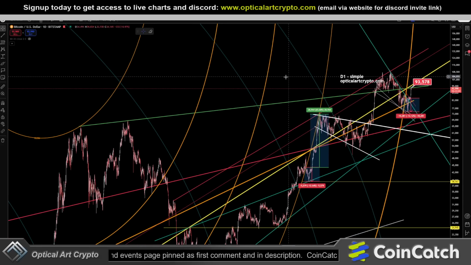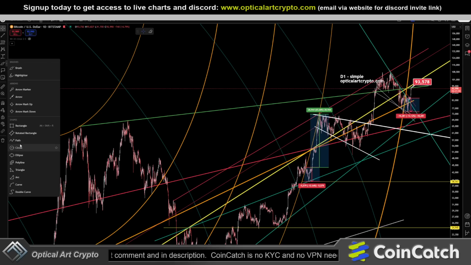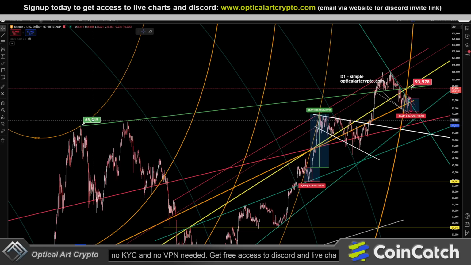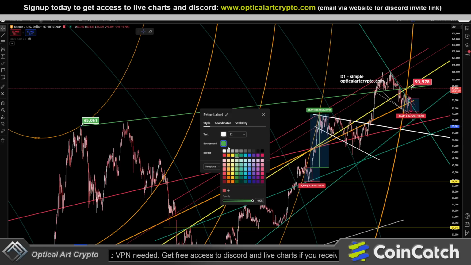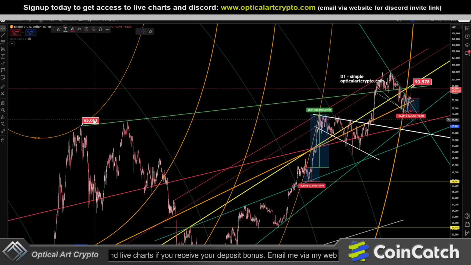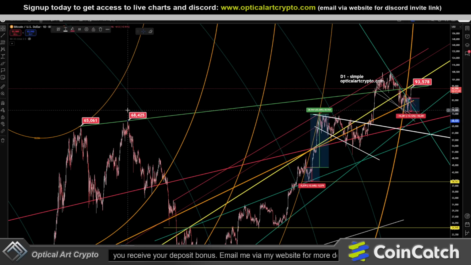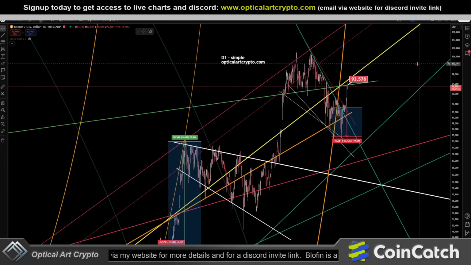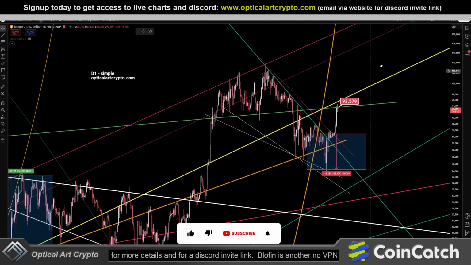This is log scale. Let's see here, I'll get a price label. Price label right here. You can see it was resistance at 65,000, back in April 2021. It was resistance again in November 2021 at 68,425. And then you can see it ended up being support all through here.